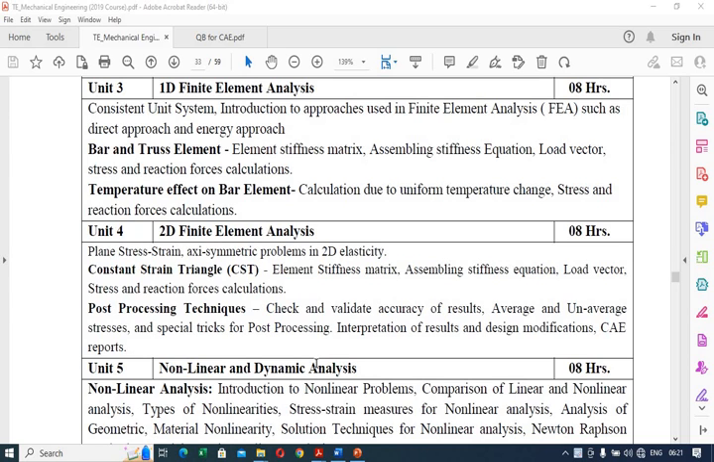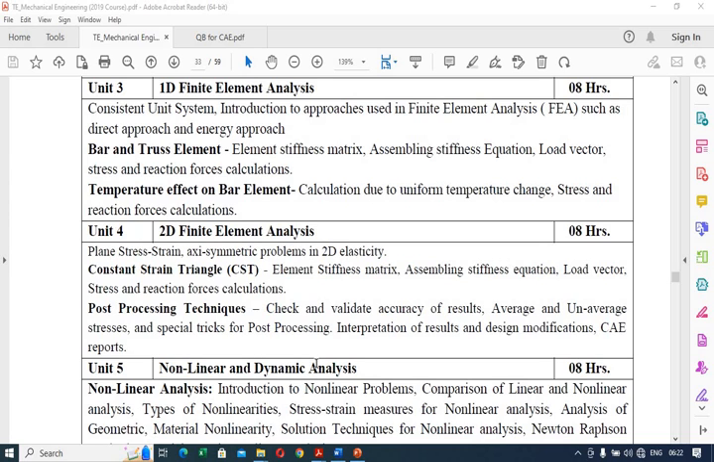The consistent unit system, and an introduction to approaches used in finite element analysis, such as the direct approach and the energy approach. Mostly derivations are asked on the direct approach and energy approach. Next is the bar and truss element. On this particular section only numericals appear in the end semester examination, which consist of element stiffness matrix, assembling the stiffness equation, load vector, and stress and reaction force calculations.